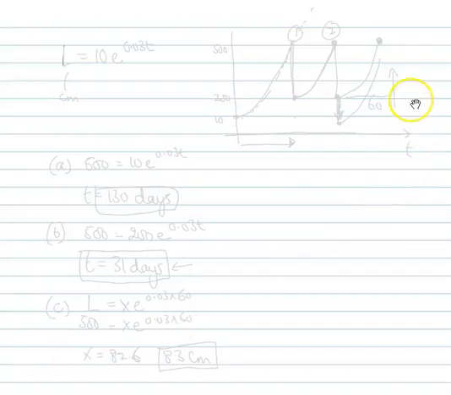Okay, so in this case we've got a vine where the length of the vine grows according to this formula, 10 times e to the 0.03t, which is fine, so that's the length in centimetres. But there's a little bit of a catch, because we're told that the vine doesn't just keep growing without stopping.